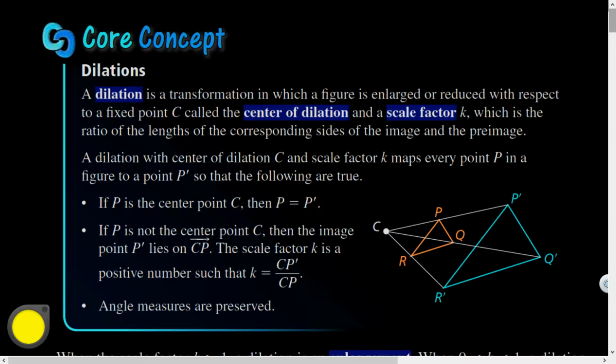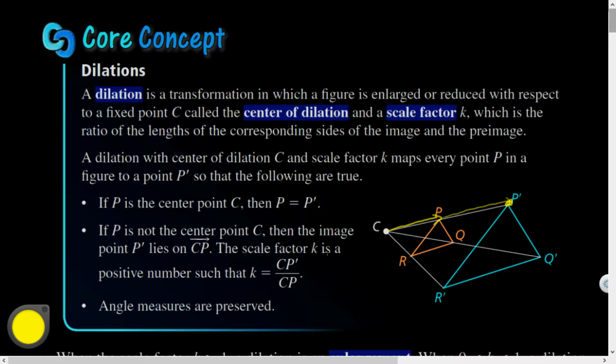A dilation with center of dilation C and scale factor k maps every point P in a figure to point P prime so that the following are true. If my center happened to be the point I was dilating, it gets mapped to itself. That makes sense. If P is not the center, then the image P prime lies on vector CP. So for instance, here's vector CP, and if that kept going, notice that P prime is also going to be collinear with C and P.